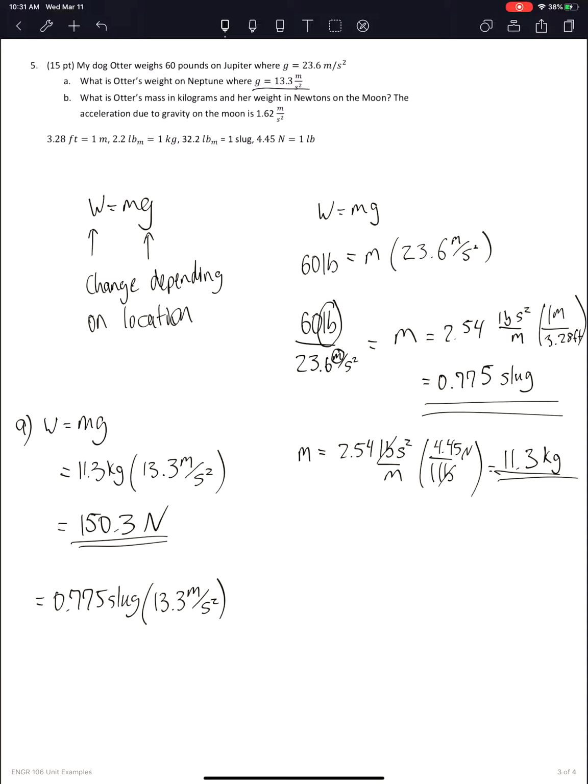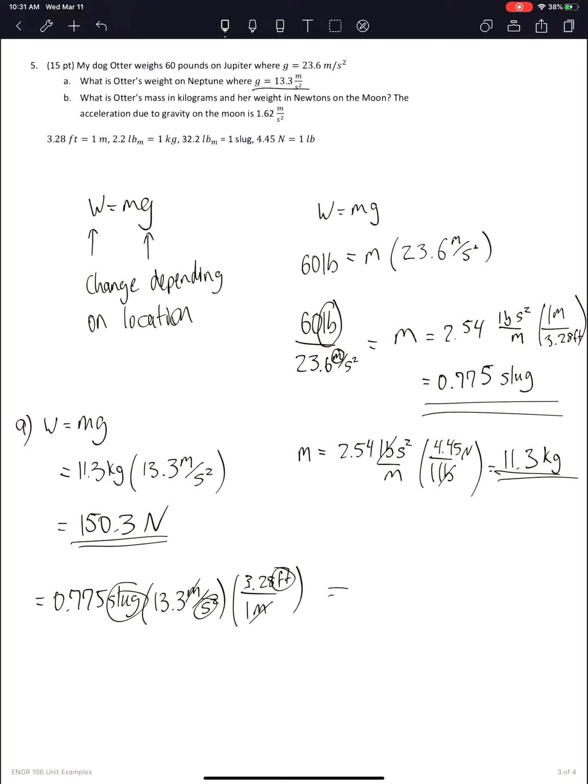But this is a non-standard US unit, so I will change it. 1 meter is 3.28 feet. By the way, I'm using the conversions that are up here. These would be given to you on an exam, although we're not going to have a traditional exam now, so you can just look this stuff up yourself. The meters cancels. I now have standard US units.